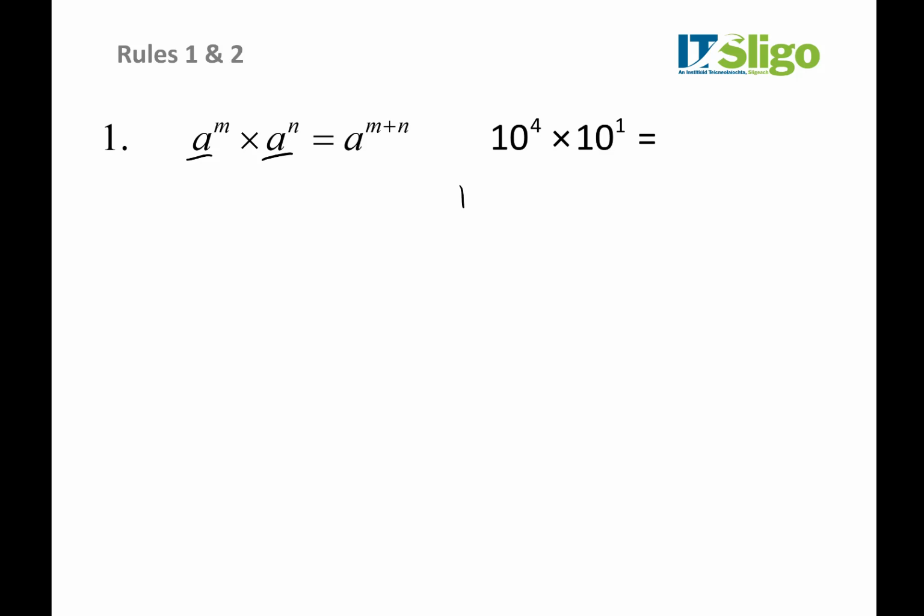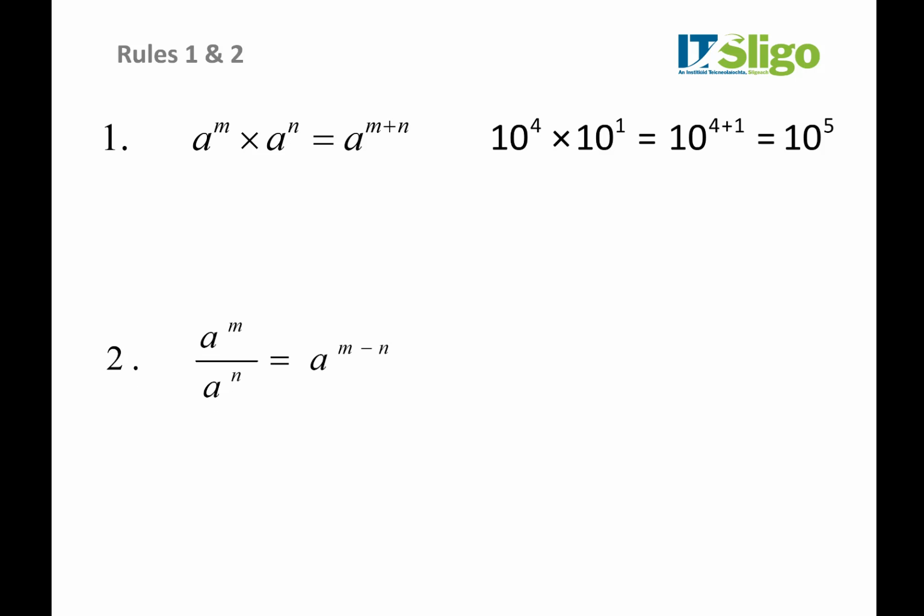10 to the power of 4, well, that looks like this, multiplied by 10 to the power of 1. So now we can see we've got 10 to the power of 5. How we get there is we simply add the two powers. Now we'll be doing lots of examples of these on Moodle, guys, so I'm not going to labor the point. We'll just move on.